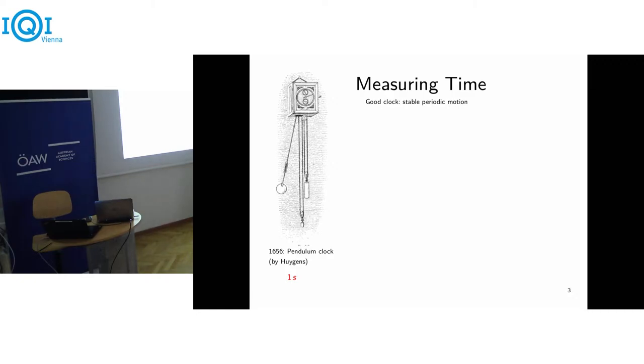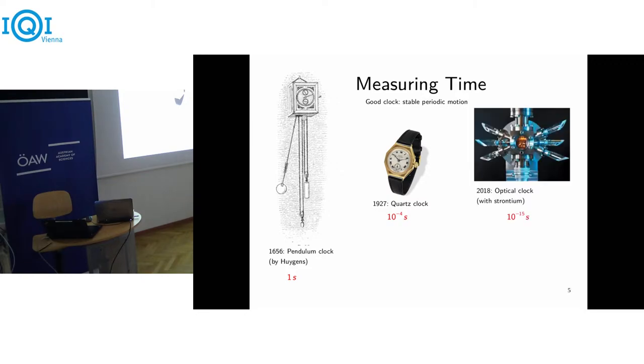And this is a tool which is really important for starting and for doing physics, for measuring trajectories and stuff. So the period, which is here 1 second, has become smaller and smaller with time. At the beginning of the 20th century, we reached periods of 10 to the minus 4 seconds with the quartz clock. And nowadays, we are doing even much better. We are making clocks where the period between two ticks is 10 to the minus 15 seconds. That's with atomic clocks, optical clocks with strontium. So this is really, really accurate.